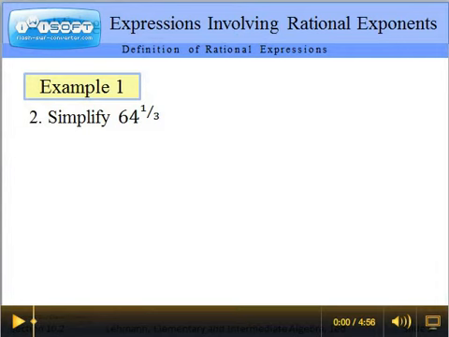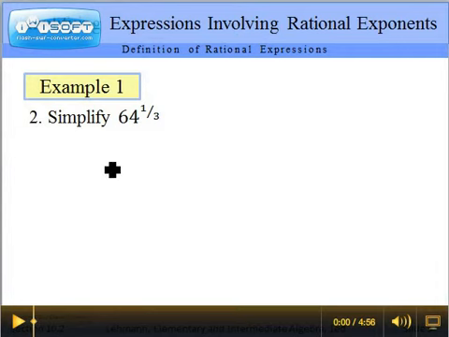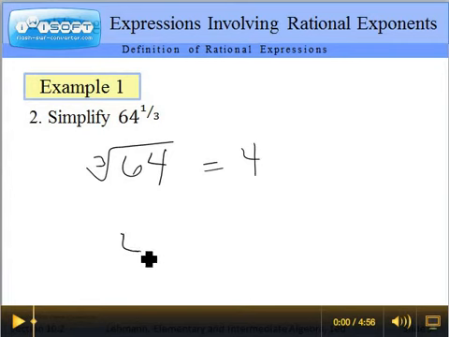Then I want to simplify 64 to the 1/3. So 64 to the 1/3 is the cube root of 64. So the cube root of 64 is equal to 4, since 4 raised to 3 is equal to 64.